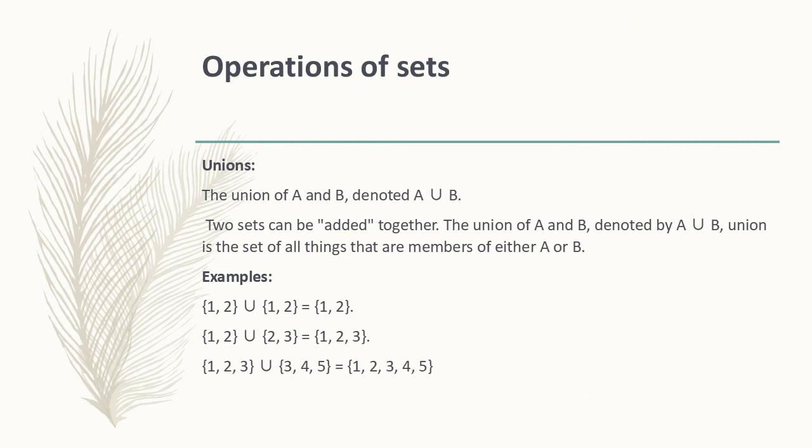Operations of sets. Union. The union of A and B is denoted by A union B. In A union B, we just add together the elements of A and B. For example, {1, 2} union {1, 2}, we write it as {1, 2}. And in the union of {1, 2} and {2, 3}, we cannot write 2 two times, we just write {1, 2, 3}. And in the last, {1, 2, 3} and {3, 4, 5} union, we just write {1, 2, 3, 4, 5}.